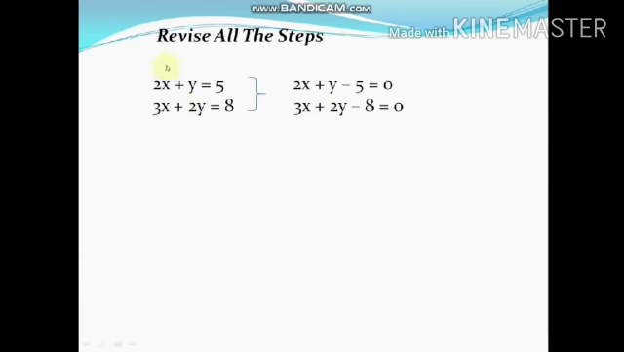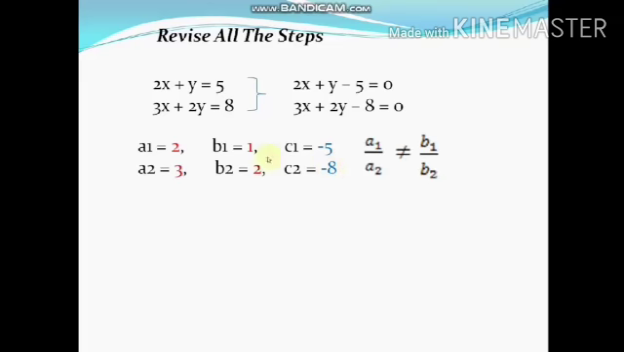Let us revise all the steps of this method for this another pair of linear equations. 2x plus y equal 5, 3x plus 2y equal 8. First we will convert these equations into standard form. 2x plus y minus 5 equals 0, 3x plus 2y minus 8 equals 0. Then we will compare and find the values of a1 as 2, a2 as 3, b1 is 1, b2 is 2, c1 is minus 5 and c2 is minus 8. You can check student here, a1 upon a2 is not equal to b1 upon b2. It means we will get unique solution.